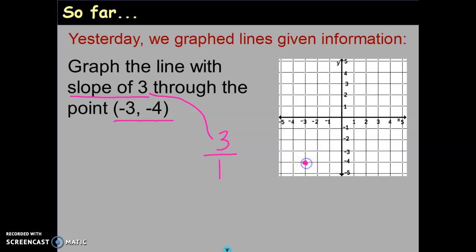So from this point on the line, we can go up 3/1 and put another point. Up 3 from there, over 1, and up 3 from there, over 1. So I was able to fit 4 points on this graph and then connect those 4 points to graph our line. So having a point on the line and the slope was enough information to graph it.